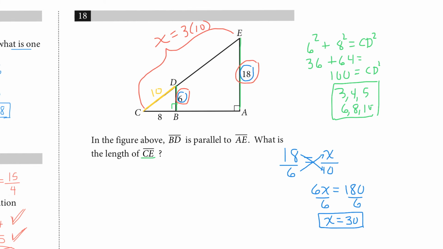So if 18 is 3 times 6, then this hypotenuse that we're looking for, which I call x, is going to be 3 times this little hypotenuse here. 3 times 10, so that would be 30. And so the answer here is 30. And that would be the easiest way of doing that one.